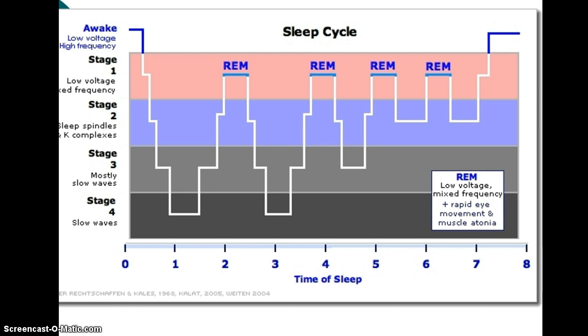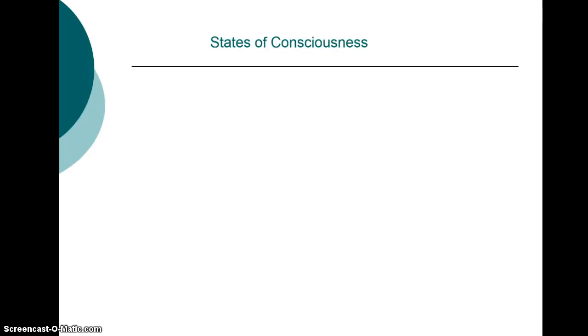This is the sleep cycle. A couple things to keep in mind here: this deep sleep, particularly stage 4, gets shorter as the night goes on and then disappears. REM sleep gets a little bit longer as the night goes on. We typically go through this 4 times a night on a normal sleep-wake schedule.